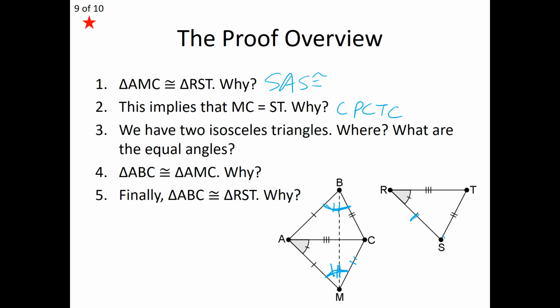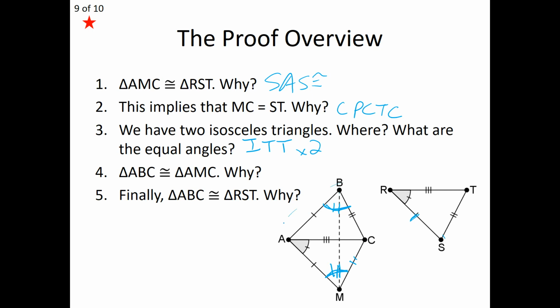So in step 3, we used the ITT. So yes, you will use ITT as a reason. And actually, you're going to use it 2 times because we ran into 2 isosceles triangles. But now I can claim that I have another pair of congruent triangles. I can claim triangle ABC and triangle AMC are congruent.